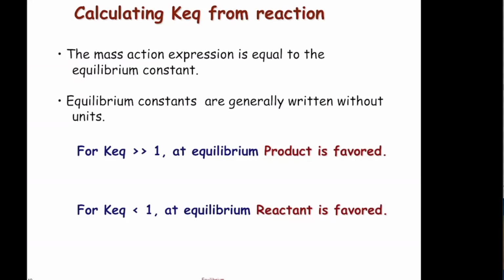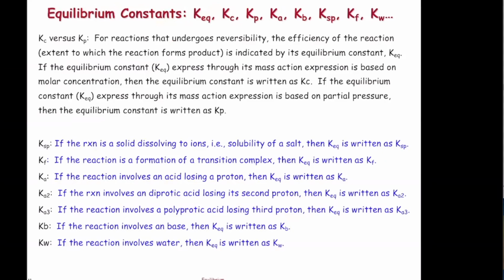They don't belong in the mass action expression because the concentration is constant. Okay, so K equilibrium can be expressed in many ways. Sometimes we call K equilibrium Ka, Kb, Kw, Ksp, Kf. The different subscript just tells you the type of reaction.